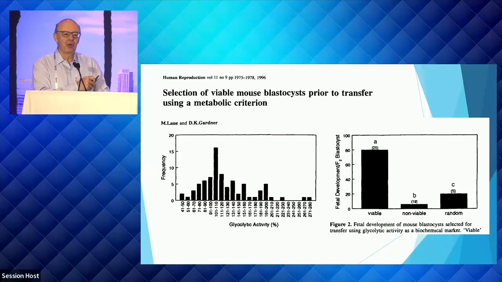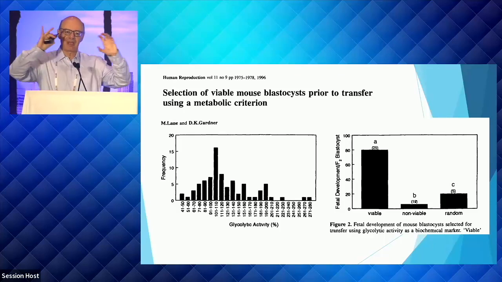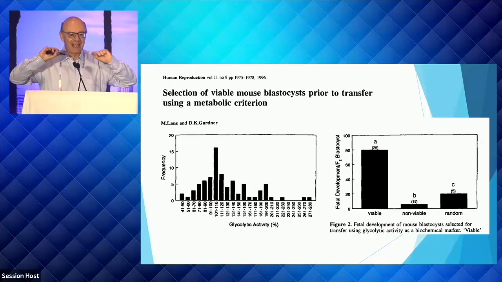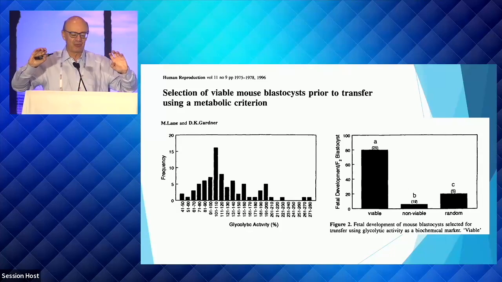This is a really old paper, but it's a very interesting paper. It was published by Michelle Lane, who unfortunately passed away several years ago, and David Gardner. What they did was measure the metabolism of all these mouse blastocysts that looked exactly the same, so they had exactly the same morphology.